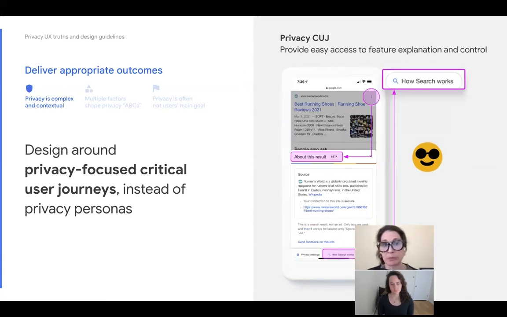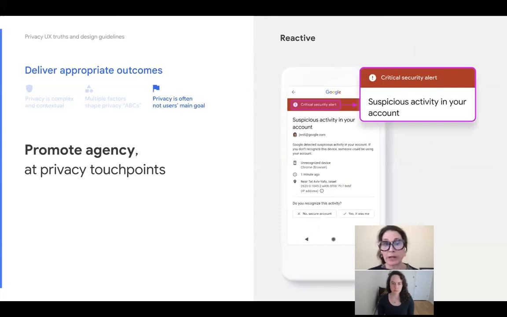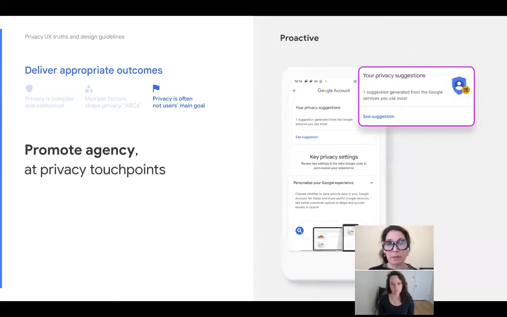In another example, people can learn more about the results they see in search and use actionable buttons for quick access to related settings and educational content. Another way to help deliver appropriate outcomes is to promote agency, specifically to offer both proactive and reactive privacy and security controls, so that even if privacy is not top of mind, privacy protections are close at hand through things like alerts and notifications that help people react quickly in a bad moment. People might also want to consider things more proactively through checkups and regular reminders about some key privacy settings.